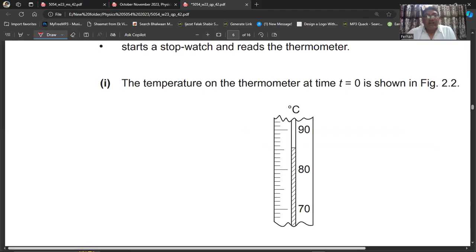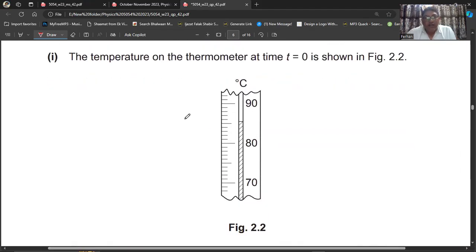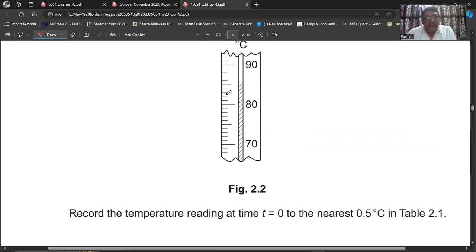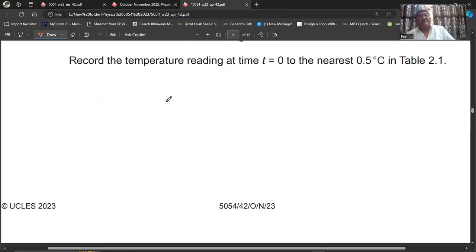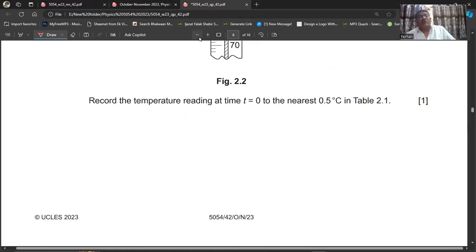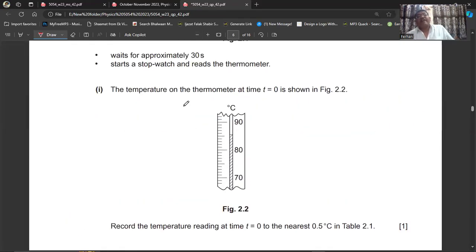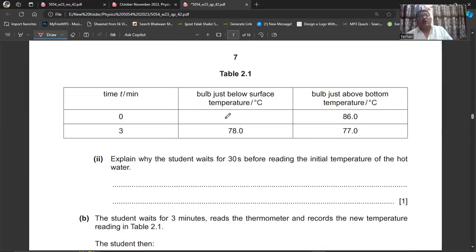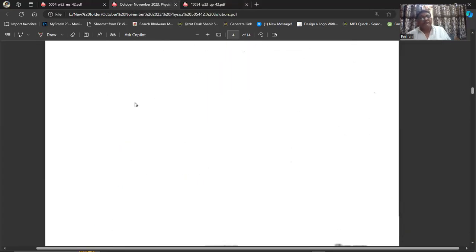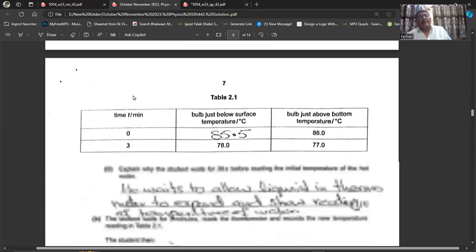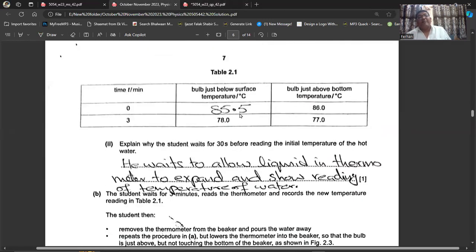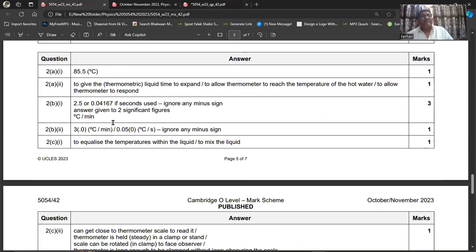So how much is this thermometer showing? The temperature here is, I think, this is 81, 82, 83, 84, 85. This is 86. This is between 85 and 86. So it is 85.5 degrees centigrade. So the temperature shown on this thermometer is 85.5 degrees centigrade. So I will note down that temperature here. Let me show you. So I have noted down that temperature, 85.5 degrees centigrade. This is question number 2. You can see that our answer is right.